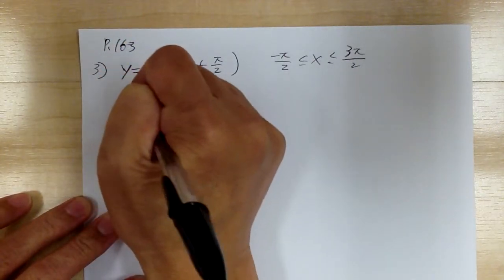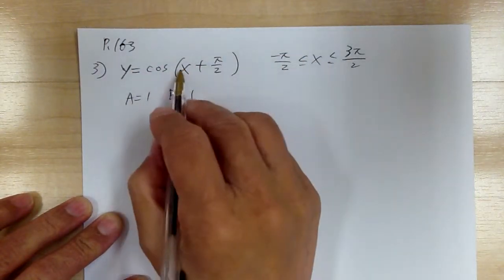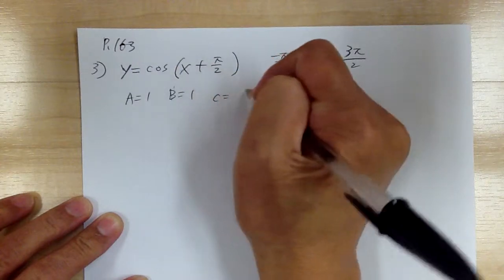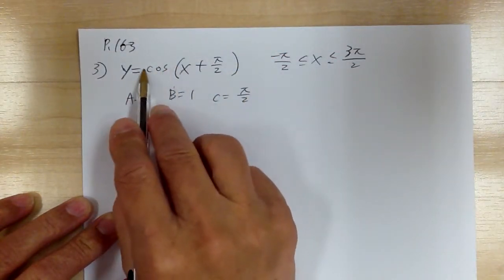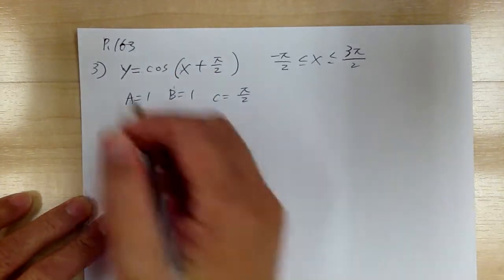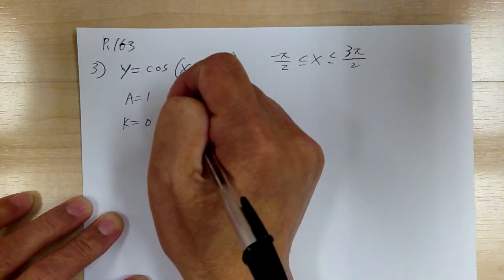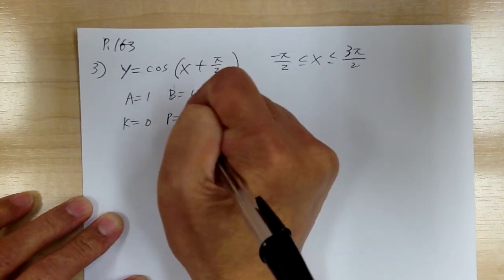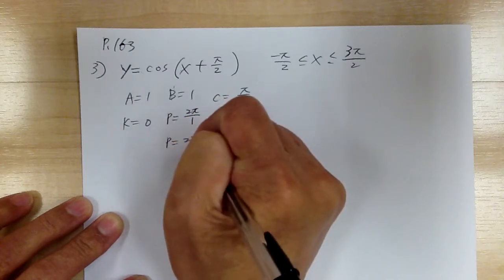So a equal to 1, so that's a. B equal to 1, that's b. And c equal to pi over 2. So that's your a, b, c. And from here you also get k equal to 0. Then from the b you need to get period equal to 2 pi over b. So period equal to 2 pi.